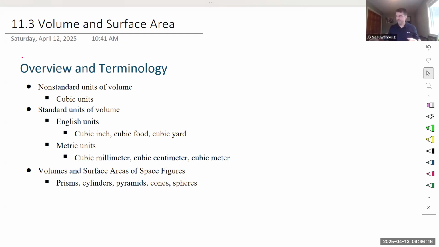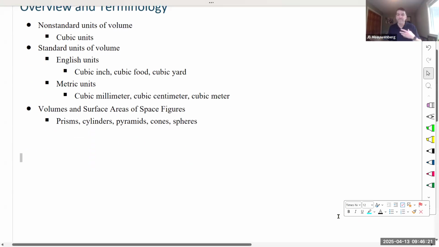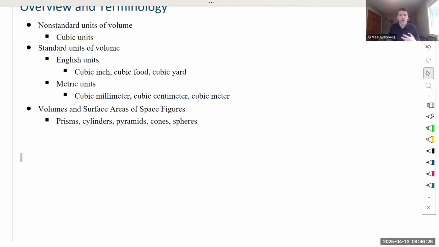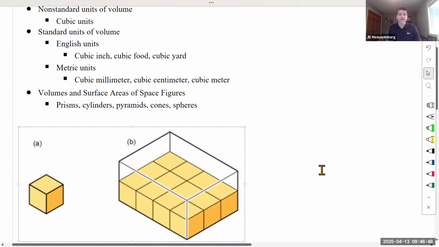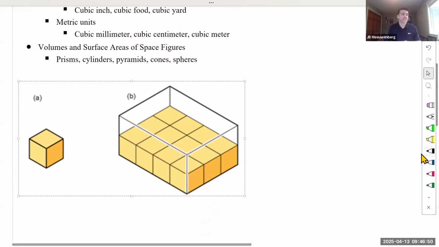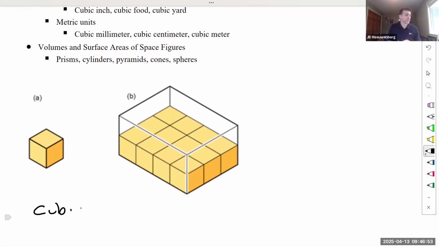We talk about volume as how much space it takes to fill some figure. In the real world, this can be tanks, buildings, refrigerators, cars, other three-dimensional objects. If you go to buy a car, it's going to tell you the cargo space in the back of the car in terms of volume. It's going to say it has so many cubic feet. That's how much cargo space your car has. We often measure volume in cubic units.